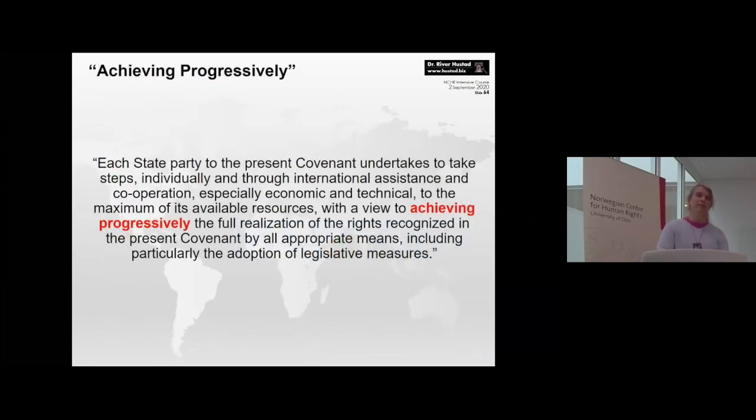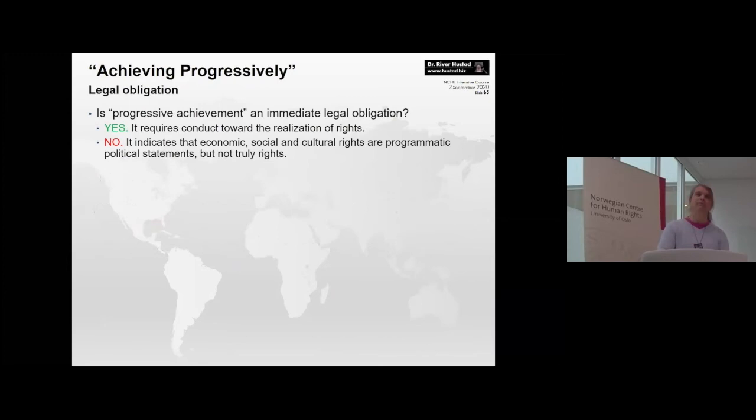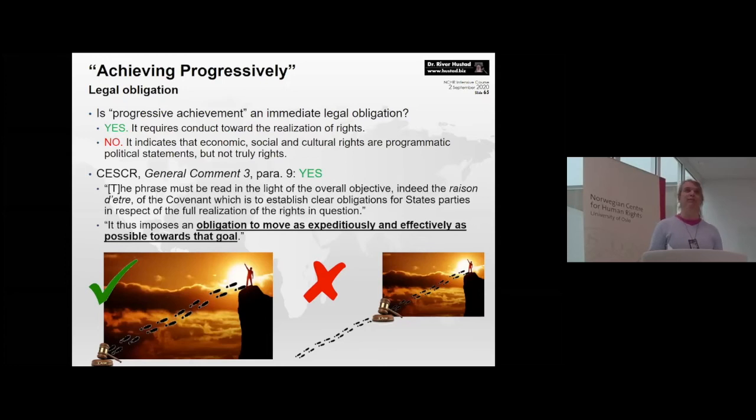So then achieving progressively, moving on down the phrases in the covenant. What does progressive achievement mean? As a legal obligation, what does it mean? Well, in General Comment 3, the committee explains this. The phrase must be read in the light of the overall objective.